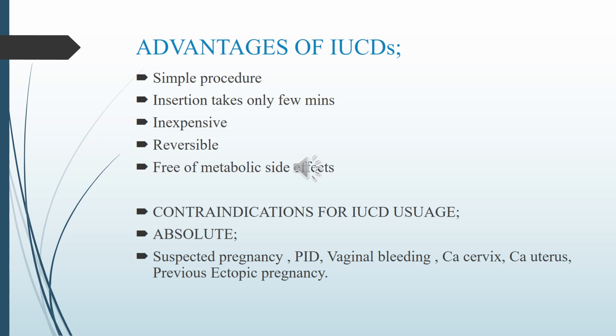Now, certain contraindications of IUCD usage are also seen. There are absolute contraindications and relative contraindications. In absolute contraindications of IUCD usage, the conditions are suspected pregnancy, pelvic inflammatory disease, vaginal bleeding of undiagnosed etiology, cancer of cervix, uterus, or adnexa, or any other pelvic tumors, or any previous history of ectopic pregnancy.